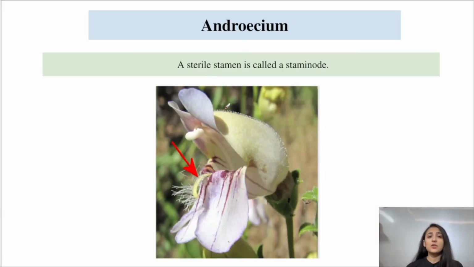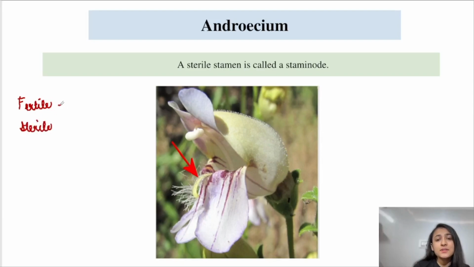Stamens are of two kinds. A stamen could be fertile or a stamen could be sterile. A fertile stamen is the one which produces pollen grains that contain viable male gametes. Focus on the word viable. Viable male gametes would be the ones which would be able to fuse with the egg cell in order to produce the zygote, then embryo, and so on.